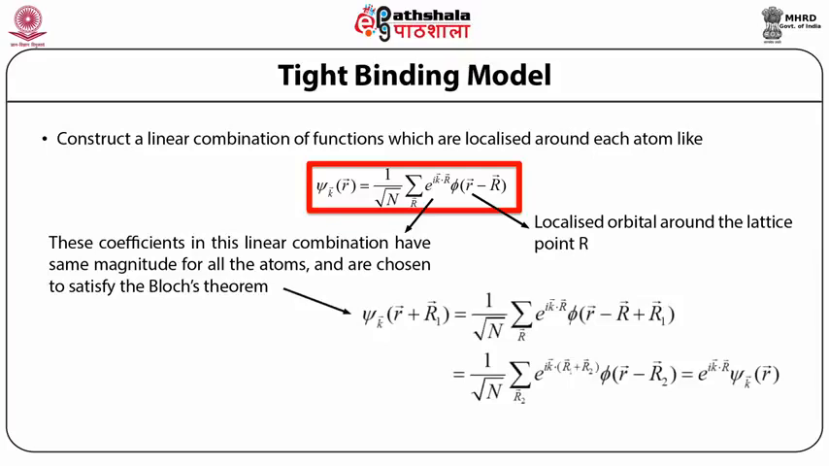So that is ξ_k(r + R_l) is equal to 1 by root N summation over R, e raised to power i k dot R into φ(r − R + R_l). So rewrite this as 1 by root N summation over R2, e raised to power i k dot (R1 plus R2), and now we have φ(r − R2), which is equal to e raised to power i k dot R_l multiplied by ξ_k(r), where in the second line the summation variable is changed, that R2 vector is equal to R1 vector minus the R vector. So our next step is determining this φ(r − R).